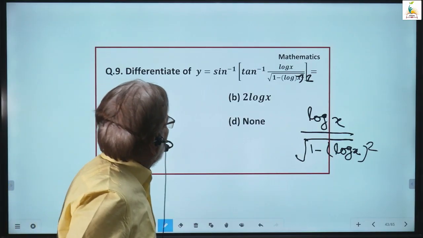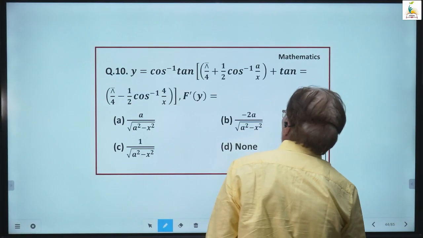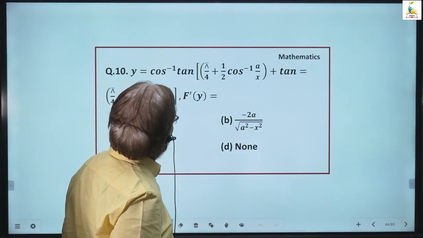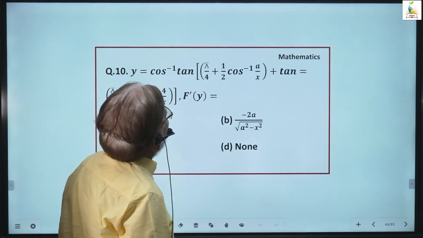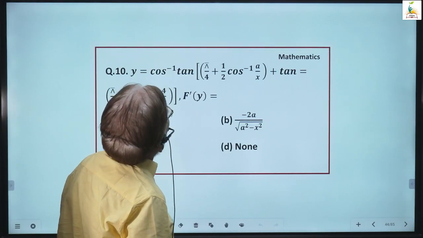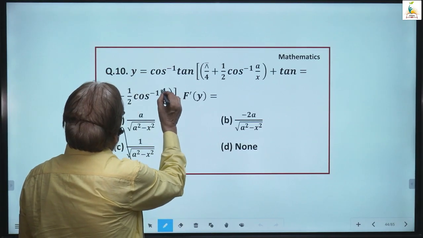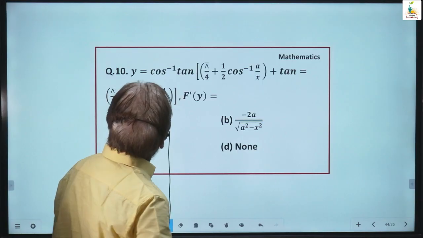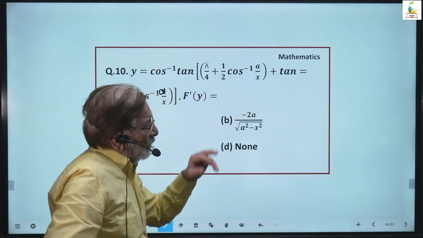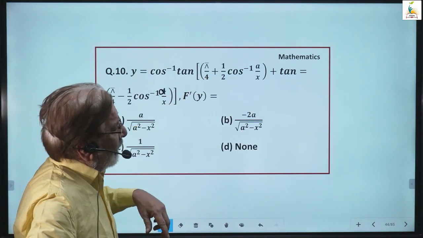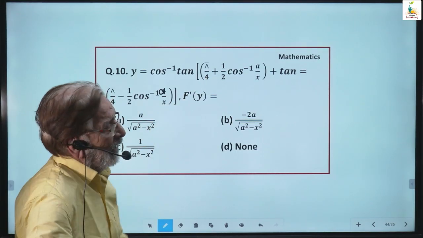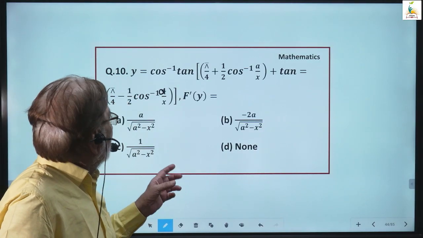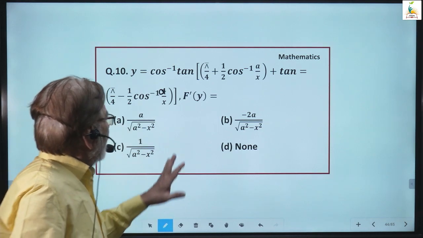So, next is cos inverse of tan pi by 4 plus half cos inverse a by x plus tan of pi by 4 minus half cos inverse a by x. Then f dash y is equal to tan of this one. Tan pi by 4 plus theta, if I put this as tan pi by 4 plus theta, this is tan pi by 4 minus theta. So this will be 1 plus tan theta upon 1 minus tan theta. So we shall get the answer. This is a very good question.